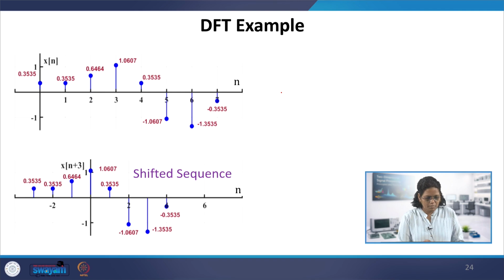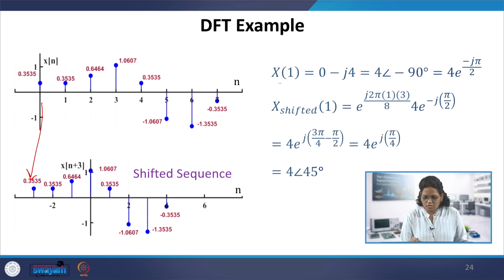Let's see the example of x of n, the sample sequence which we considered for DFT, and then we get x of n plus 3, which is shifted ahead. You can see that 0.35 has gone to minus 3. For this sequence, we have already obtained the DFT. Suppose k equal to 1. In the previous example we obtained 4 angle minus 90, that is 4 e power minus j pi by 2, or 0 minus j4.